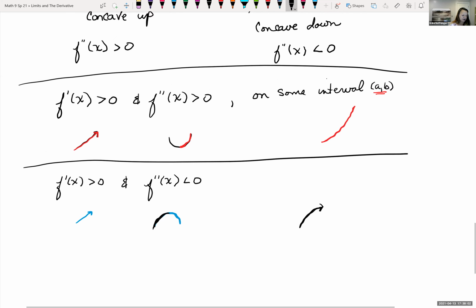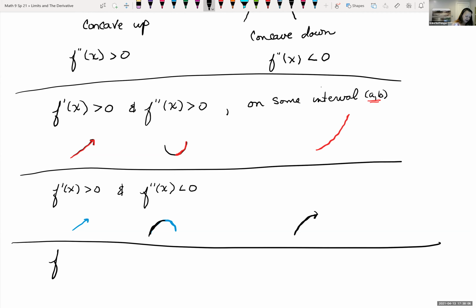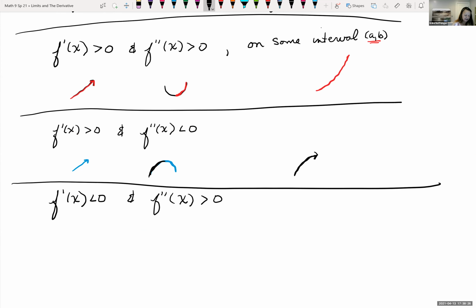So let's look at it where our original function is a decreasing function. So let's look at f prime of x is less than 0. But the double derivative is greater than 0. So if I think about it, my original function would be decreasing on that interval AB, but the double derivative is greater than 0, so it has to be a concave up shape. So looking at decreasing and concave up. So decreasing, so it's going to have to look like this. So that's what the shape of decreasing concave up would look like.